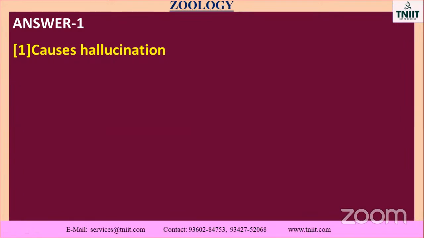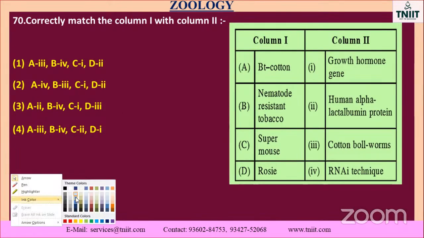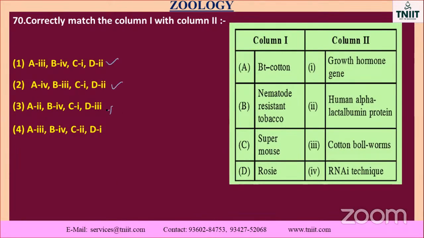Go to the next one. Correct the matches of column 1 with column 2. This is also Bt cotton, nematode resistant tobacco, super mouse, Rosie. Rosie means you know about that. Human alpha-lactalbumin protein. Isn't it, my dear? D is 1. D is 2. Okay, so the answer is within these 2 only. Isn't it? These 2 only. It will not come to these 2.